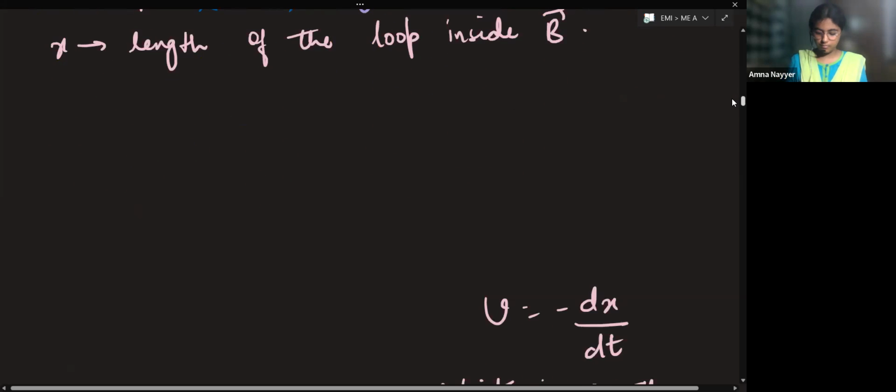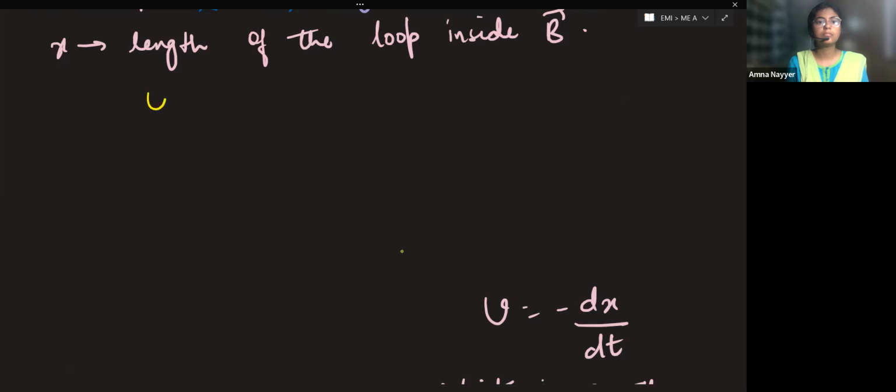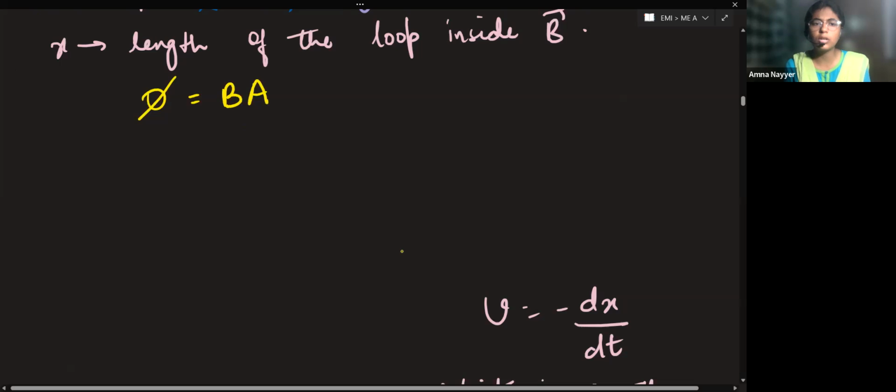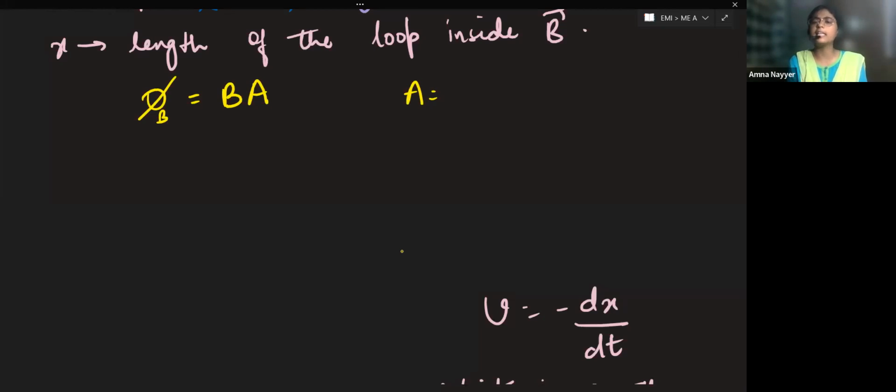Flux is what? Flux is magnetic field into area. Magnetic flux, not electric flux. Magnetic flux is magnetic field into area. And the area of this will be what? Length multiplied by breadth. Area of a rectangle is length into breadth. Length is L. The area that is left within is X. So phi is B L X.